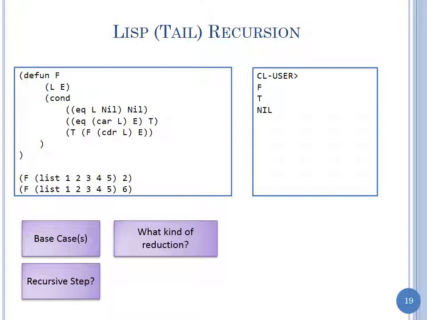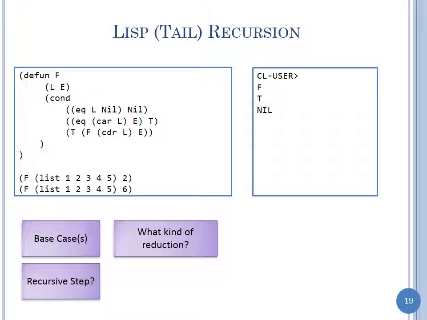Okay, so again, this is defun. You haven't quite implemented it, but defun is just saying function definition. F is the function name. L and E are its arguments, okay, parameters. Everything after that is things that you've implemented. So we are doing a conditional, and we've got 3 cases. So what are the base cases here?